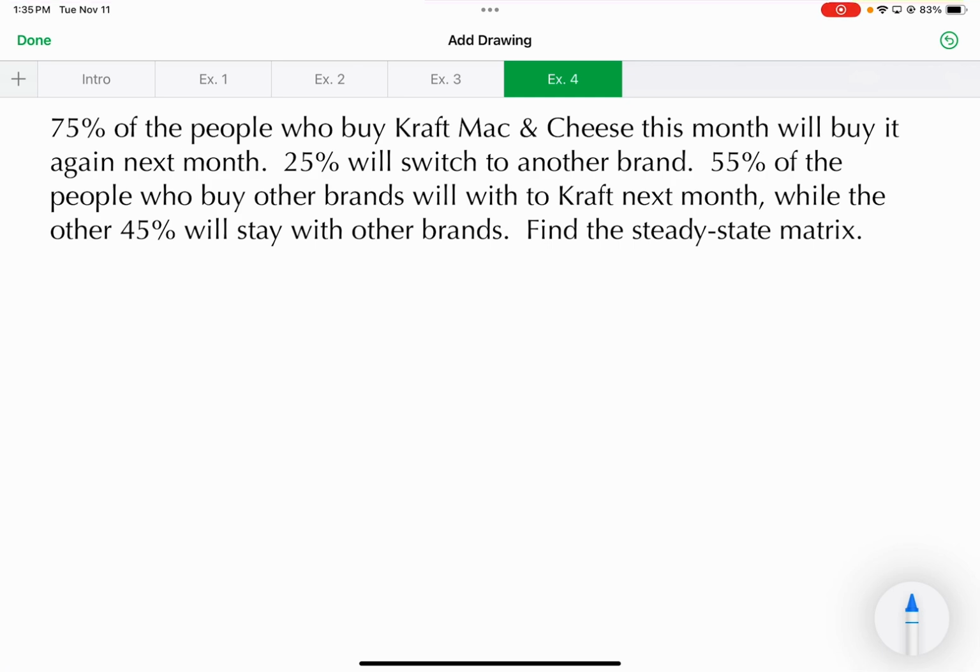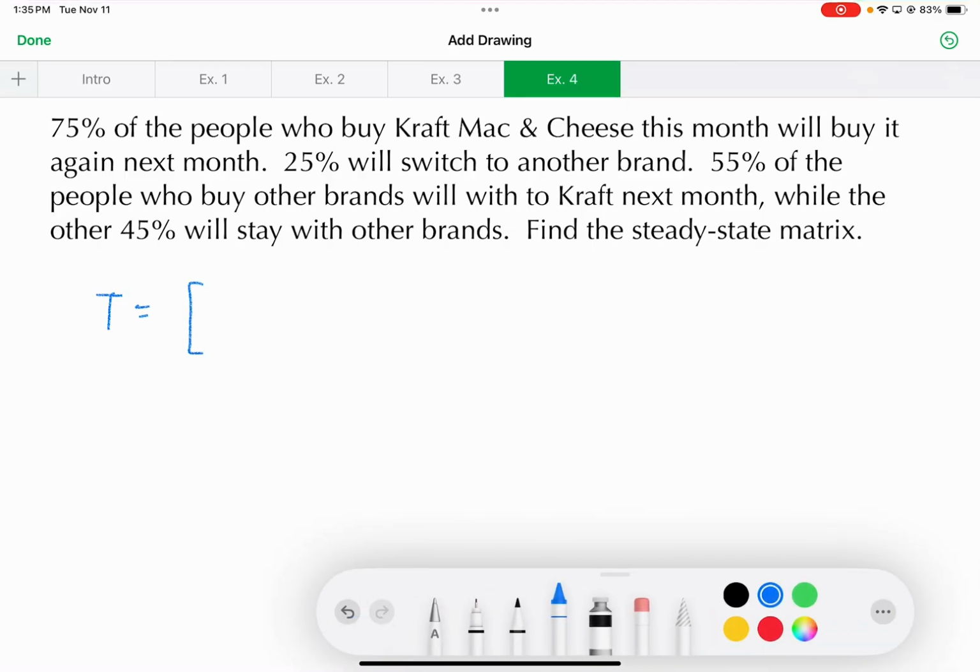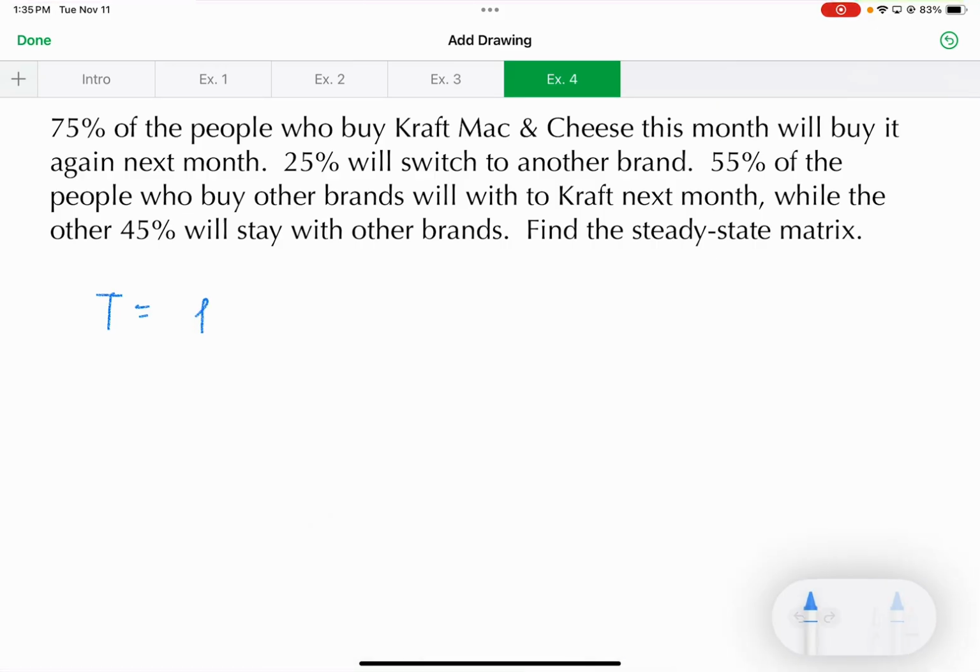All right, so first of all, how many different brands are we considering? Just two, right? I mean, it's just Kraft mac and cheese and then everything else, okay? So our matrix is going to be what? A 2x2 matrix. Good. So we're going to write our transition matrix, and I should label this. So we're going to go from Kraft and other, and then to Kraft and other.